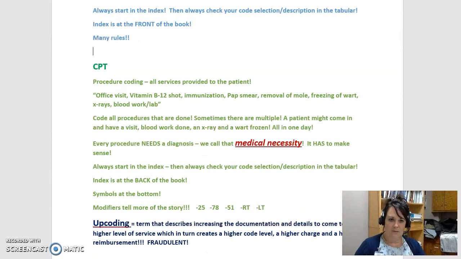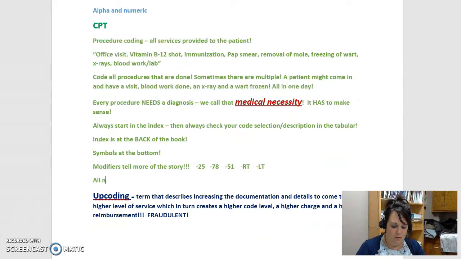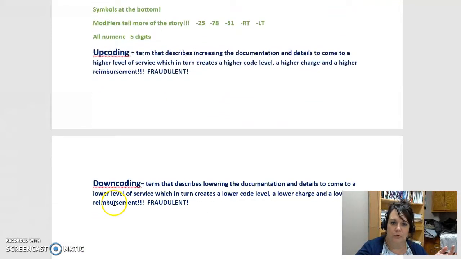I should write that in for ICD-10. We do have alpha and numeric in those codes. In CPT, they are all numeric, 5 digits long. There are 2 other terms that I want to go through. So make sure you know medical necessity, upcoding and downcoding. These are also a couple of terms that you need to be familiar with.